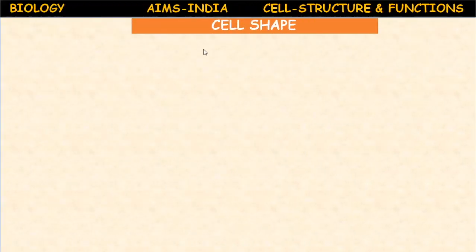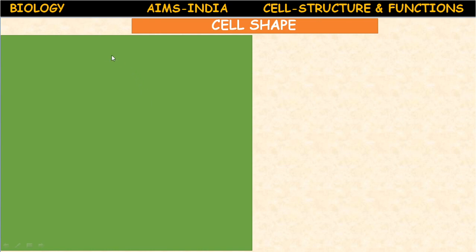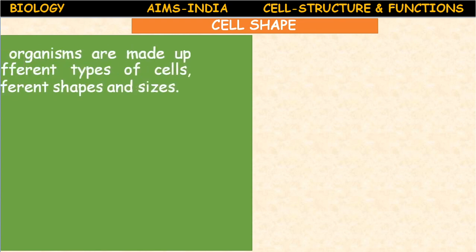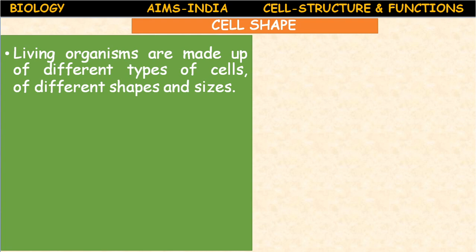Okay, let us proceed to today's topic: cell shape. Children, the cell is the basic unit of all living organisms, as we know. It is the structural unit, meaning all living organisms are made up of cells. Hence it is called the structural unit. According to cell theory, the cell can be defined as the basic structural and functional unit of all living organisms. If you see the shapes, these cells are of different shapes and structures and perform different functions.